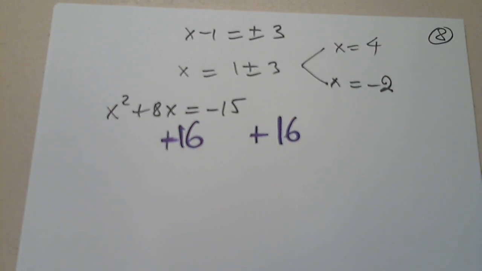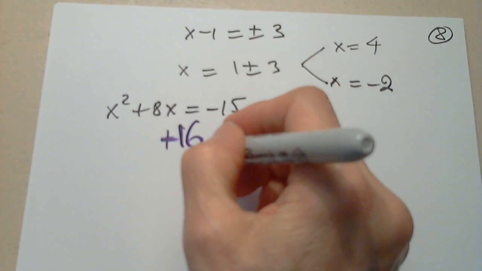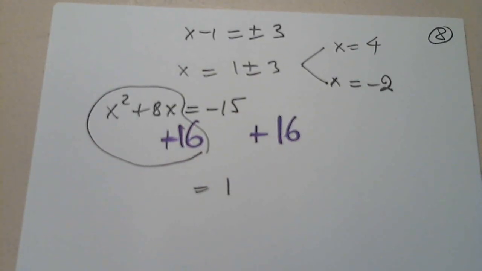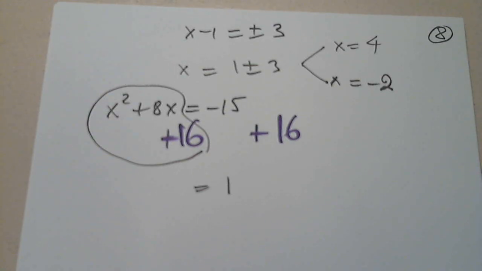So again, the middle coefficient is 8. We have to divide it by 2. We get 4. I'm sorry, I said 16, we get 4. Then we have to square and we get 16. Now we have to remember how to factor this. The right-hand side is 1. But how do we factor x squared plus 8x plus 16? X squared plus 8x plus 16. How do we factor that?